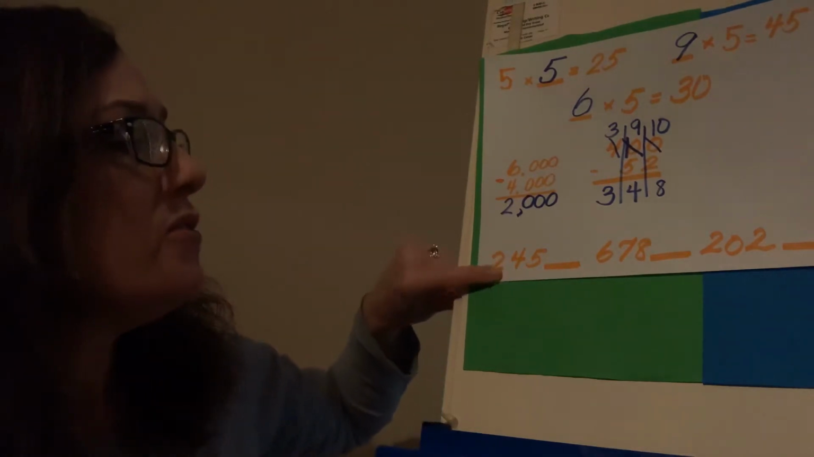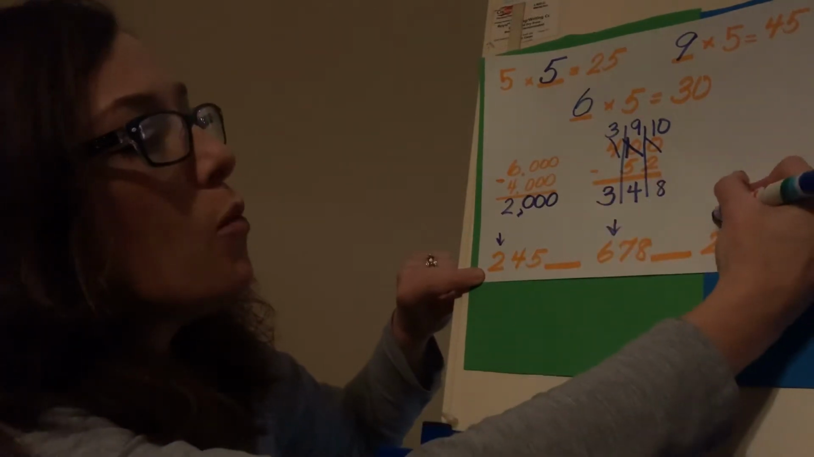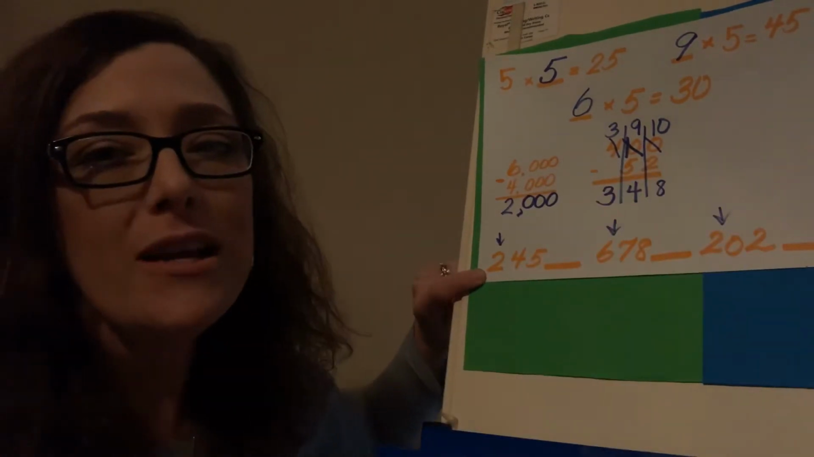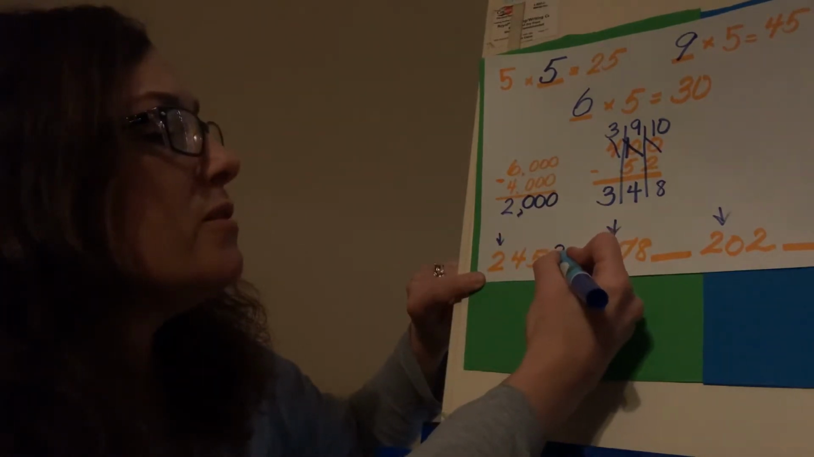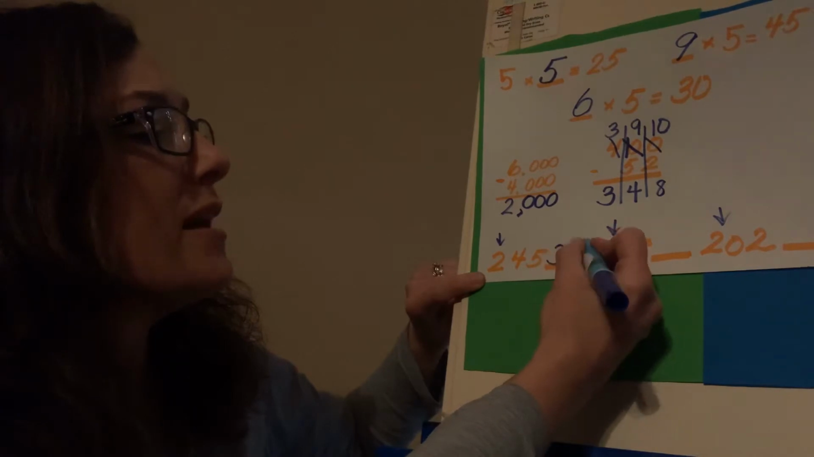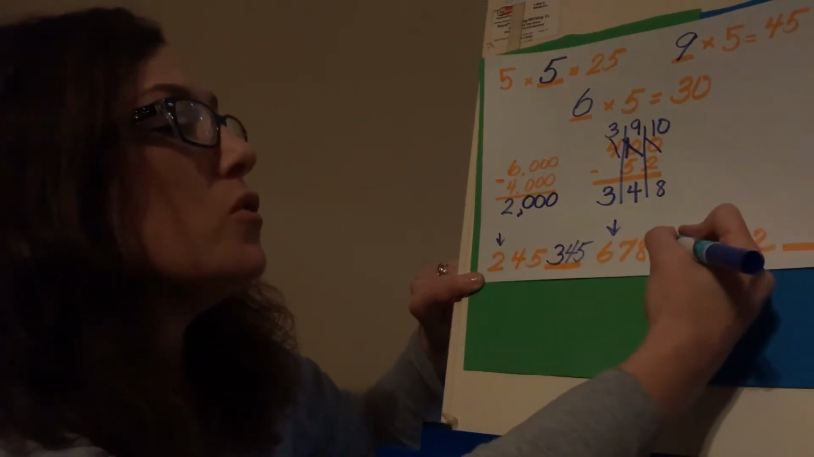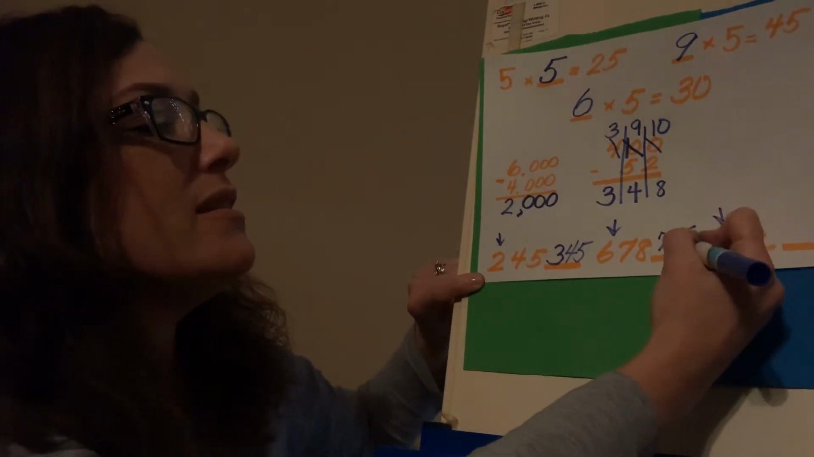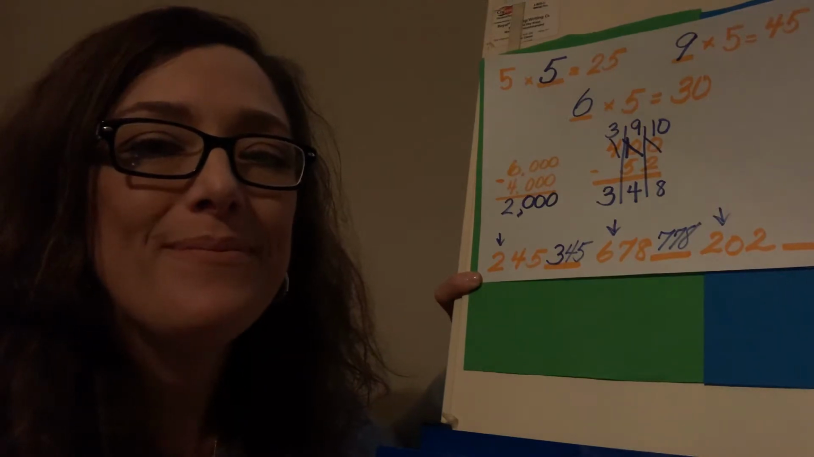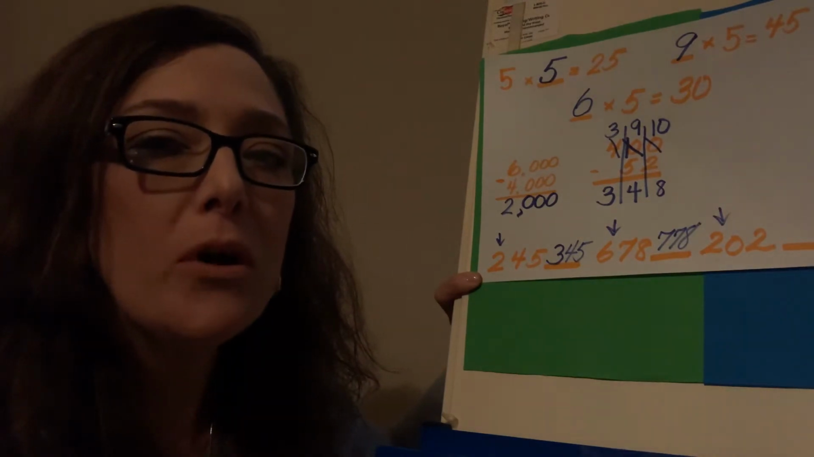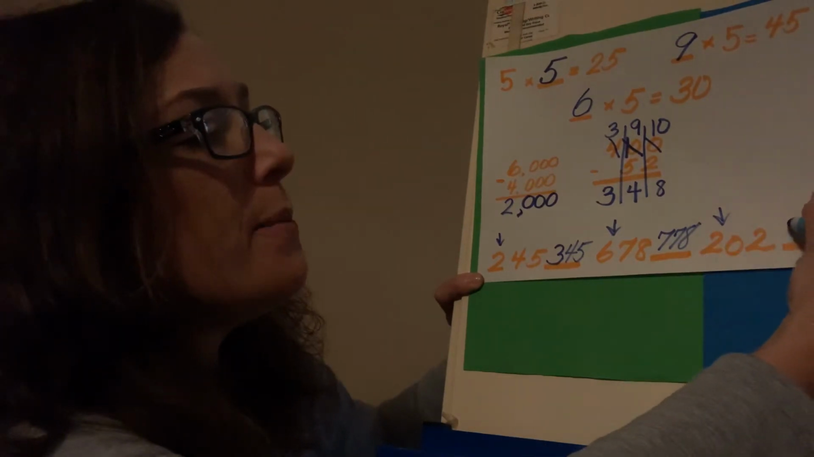Next, I would like you to make the number 100 greater than. So I'm going to move the number in the hundreds position up by 1, and that will make it 100 greater than. 245 plus 100 more is 345. 678 plus 100 more, 778. Now you write 202 on your scrap paper. Make it 100 more. So you're moving the number in the hundreds place up by 1.